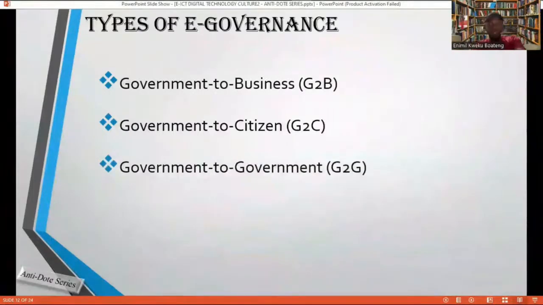Then government to government. With government to government, it can happen between government agencies or departments in government. So you're looking at Ministry of Education, Ministry of Sports. Yes, so departments in government can be government to government. But let's look at government to government internationally.